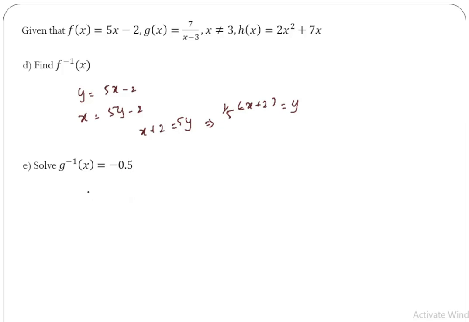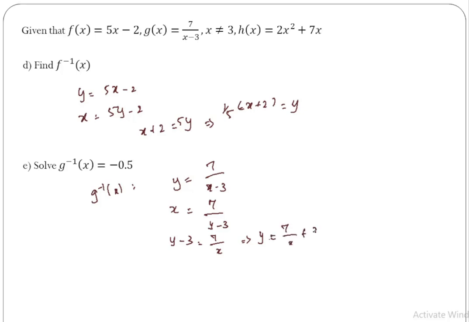Now we have to find g inverse of x initially. So for g inverse of x, let's take first y equal to 7 minus x minus 3, and we interchange the variables, and we write the function the way 7 by x plus 3 we got. So this is g inverse of x. So g inverse of x equal to 0.5. We have to find the x value.